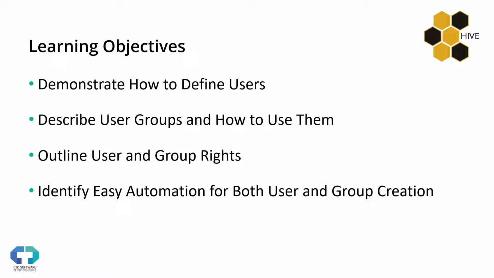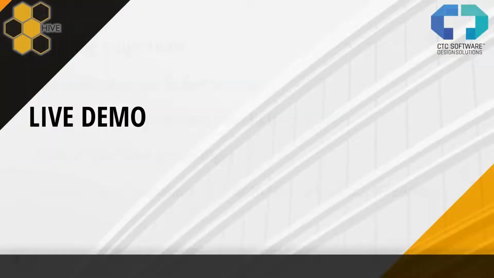Then we're going to talk about the user groups themselves and a bit about how to use them. We are going to outline in pretty deep detail the rights that can be assigned to users and user groups and what that means. We're also going to talk about some of the automation for both user and group creation, again, the Excel workflow as well as the Active Directory synchronization system. As always, I'm not big on death by PowerPoint, so we're going to jump in and talk about this live within the tool set.